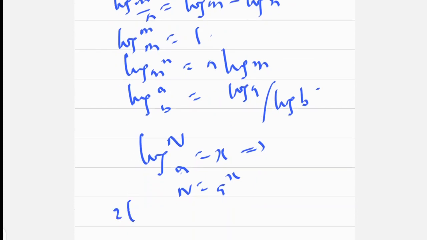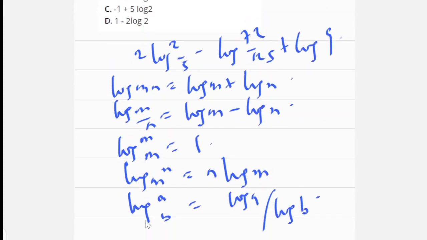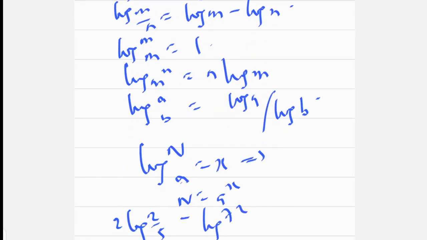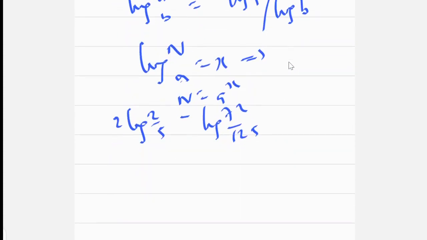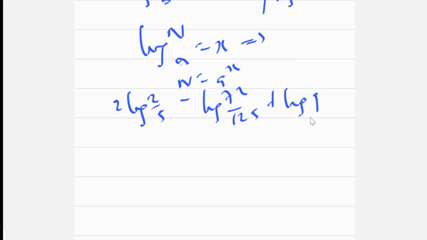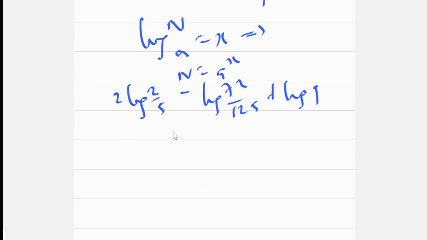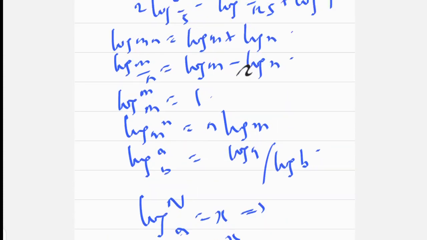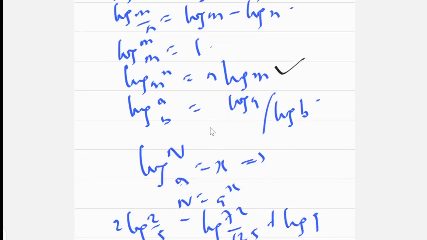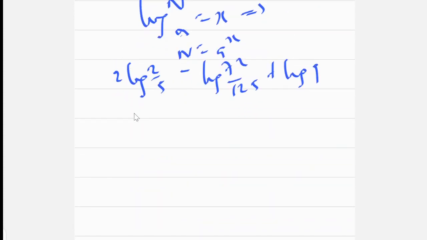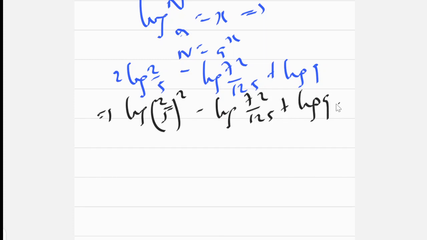So now that you know all the laws, all the rules, let us now solve this. Again, we have 2 log 2 over 5 minus log 72 over 125 plus log 9. That is not difficult to do. If you check this first term, you can see that it is more or less this law. Before we can bring it here, you have the 2 on top of these numbers, then you can write it as log 2 over 5, everything squared. I hope you understand now. Minus log 72 over 125 plus log 9. So this will now give you log 4 over 25 because 2 squared will give you 4. Then minus log 72 over 125 plus log 9.